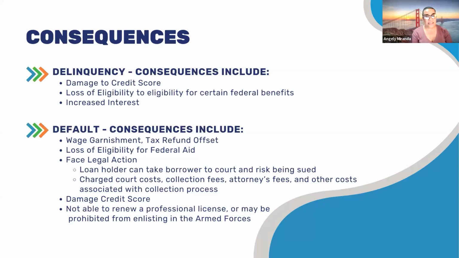Also, loss of eligibility for other federal aid if you do want to go back to school. You can also face legal action, and this is when the lender, right, can take you to court, and say they're going to sue you. They'll also have you be responsible for any court costs, collection fees, attorney's fees, and other costs associated with the collection process. There will also be damage to your credit score, and also you won't be able to renew a professional license or may be prohibited from enlisting in the armed forces if you continue to be in default and you don't resolve that issue.